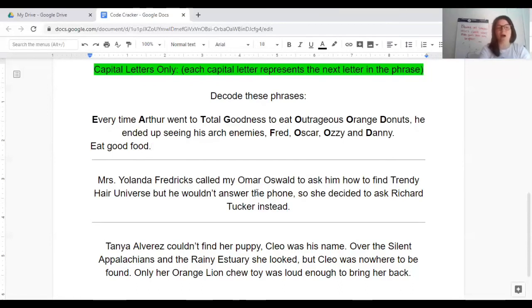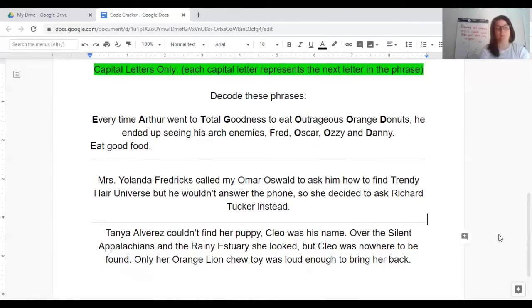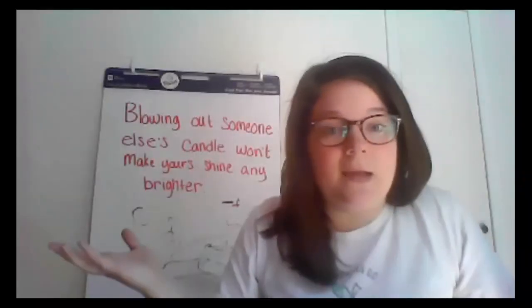Okay, I've created two more sentences here that each contain a secret phrase. I did not bold the letters on these two, so you're going to have to look very carefully to try and find all of the capital letters. Be careful and look closely, and if you find all the capital letters and it doesn't seem to make any sense, go back because you may have missed one. That's it. Easy peasy, right?